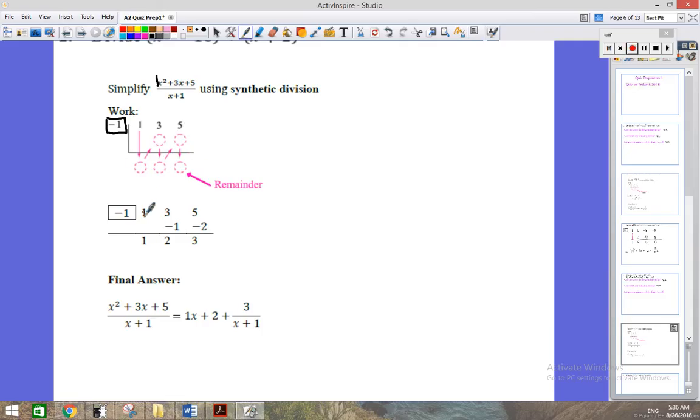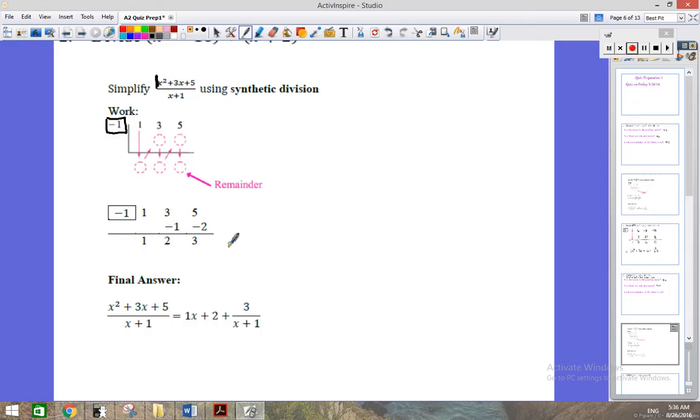The first number is always going to be the first number in the numerator, and that comes straight down. We don't multiply it by anything. We don't add anything to it. It's always the same. If that number is below the line, you multiply it by the number in the box and write it underneath the next number. You add. If the number is below the line, you multiply it by the number in the box, you write it underneath the next number, and you add.